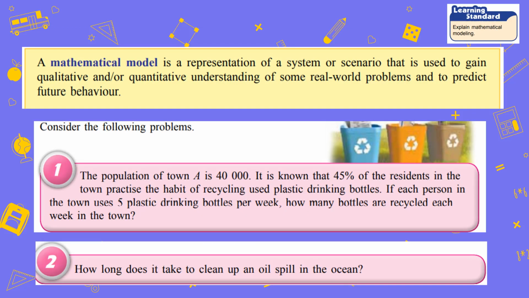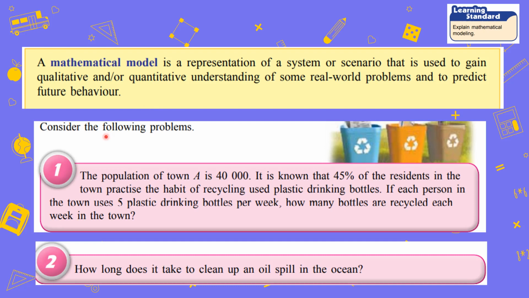So now let us see what is the meaning of mathematical model. It's a representation of a system or a scenario that is used to gain qualitative or quantitative understanding of some real-world problems and to predict future behavior. So more or less it's like a formula we derive from the information and the problem that we have.